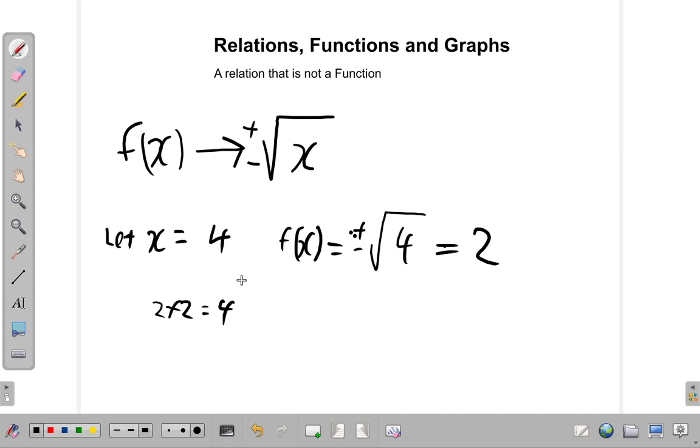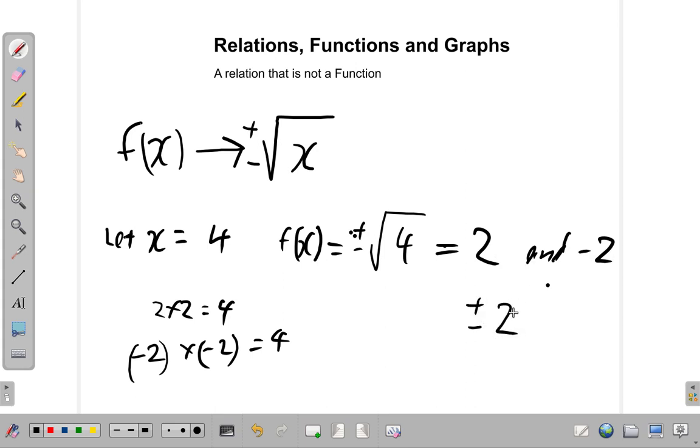But hold on. It also works for another number. There's another number that multiplies itself to give 4. Which number is that? Negative 2 multiplied by negative 2 also gives 4. So negative 2 works as well. So it's 2 and negative 2. So that's why you put the plus and minus 2. This 2 and negative 2 as well.